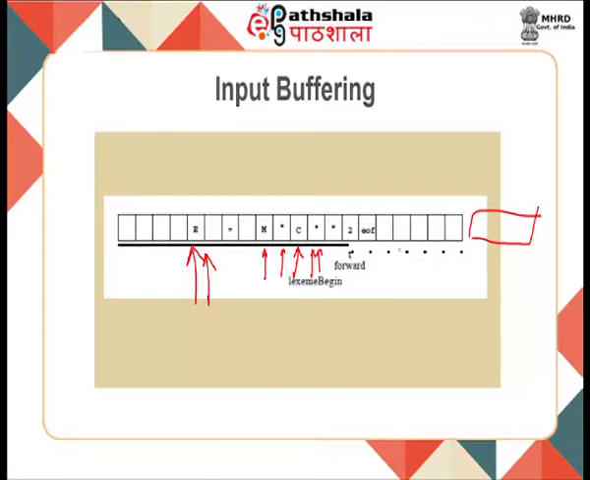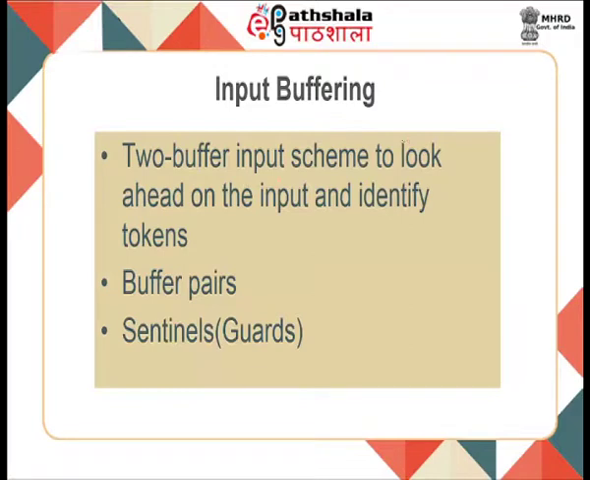So supposing my begin pointer is here and my forward pointer is at the first character, this will be overwritten, this will be refilled. In the process of refilling, I would have lost my begin pointer. So what happens is your buffer is typically split into two halves. If you remember the previous slide, it said two buffer input scheme to look ahead on the input and identify tokens.